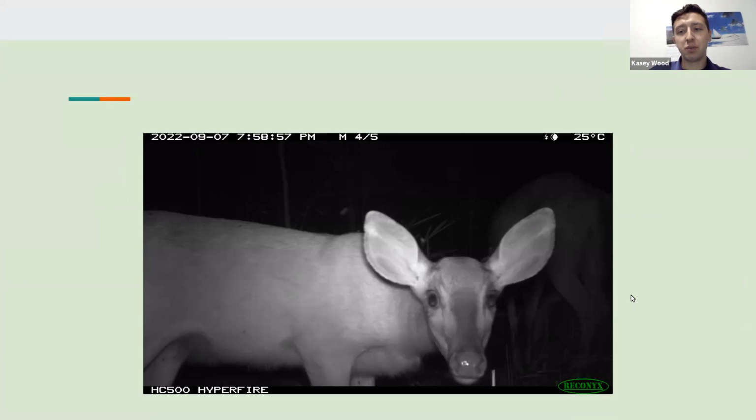Now, some of you might be thinking, niche space? What's niche space? Well, I would like to tell you all about that, and I'm sure this deer would appreciate it too.